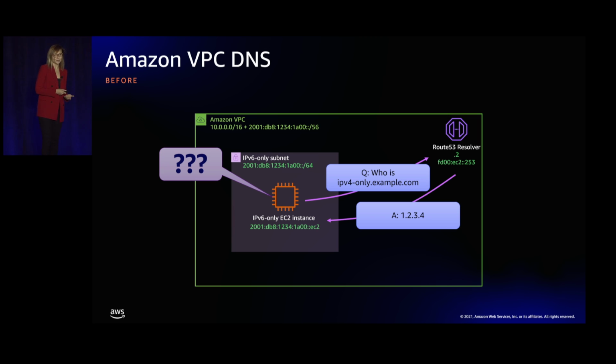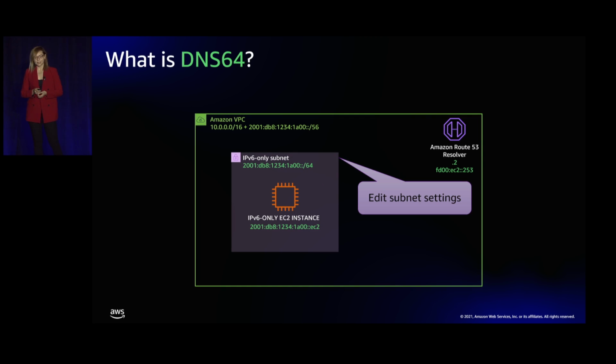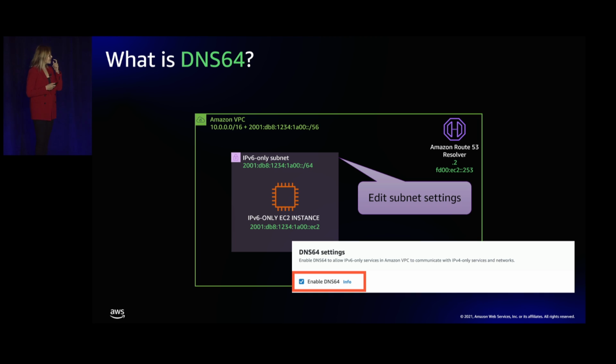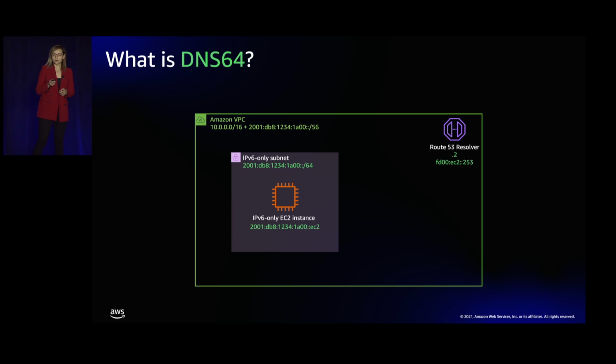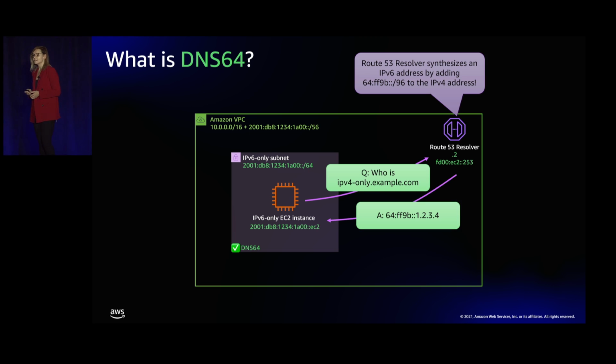So what we can do is enable DNS64. This is a subnet level setting, and this allows the IPv6-only instance to query the dual stack resolver endpoint for the IPv4-only endpoint and to receive a synthesized IPv6 address with the help of the well-known prefix 64:FF9B, created from the IPv4 address of the IPv4-only endpoint. In this case, the IPv6-only subnet says, okay, I'm all good to go. I can generate this IP packet.